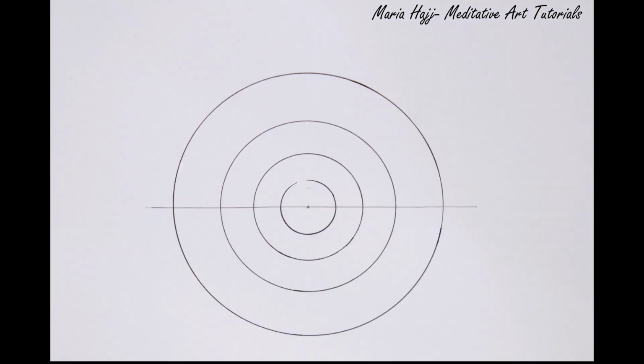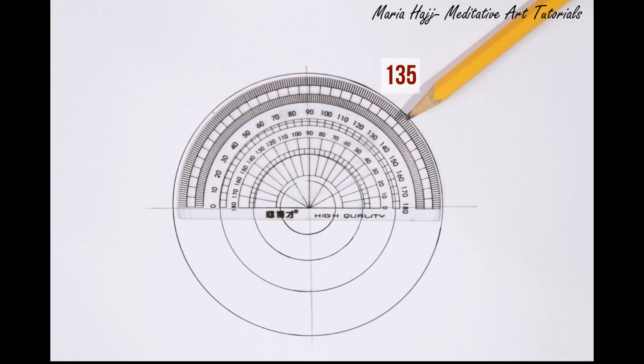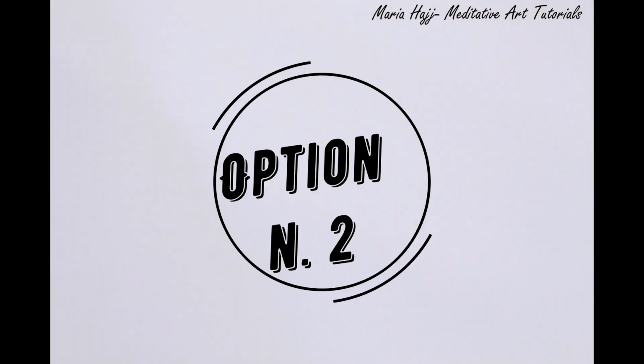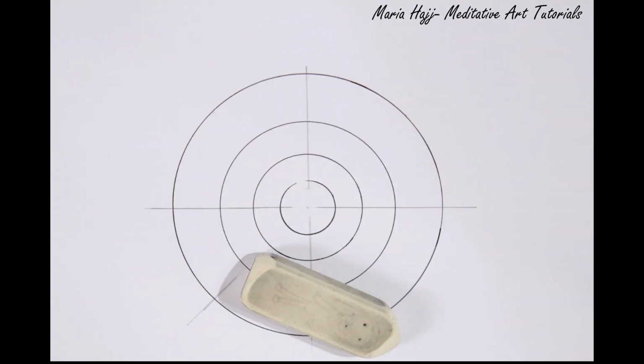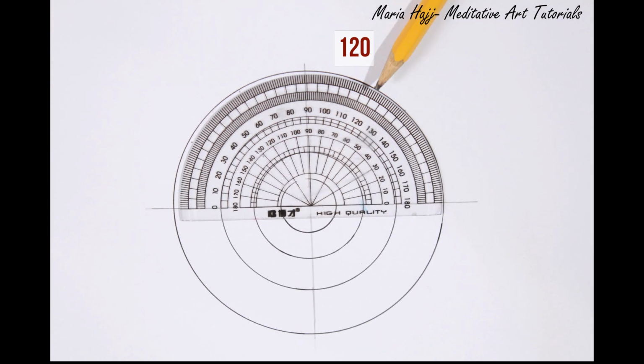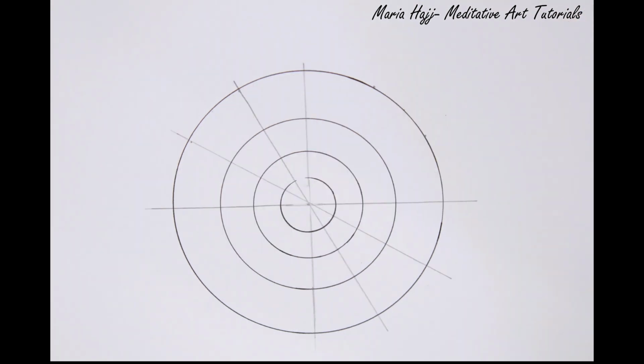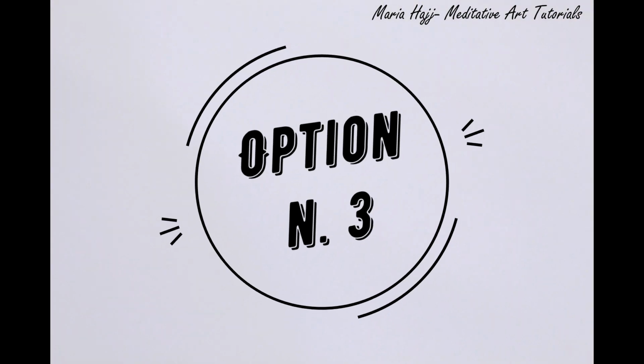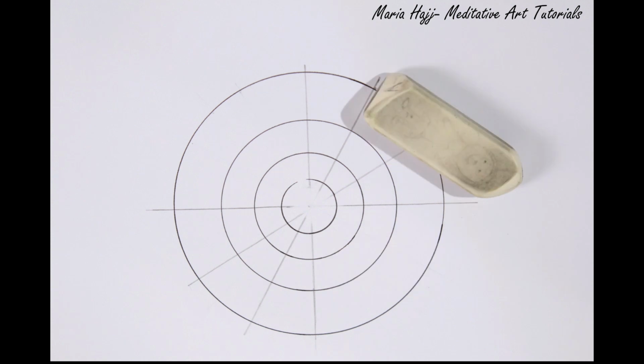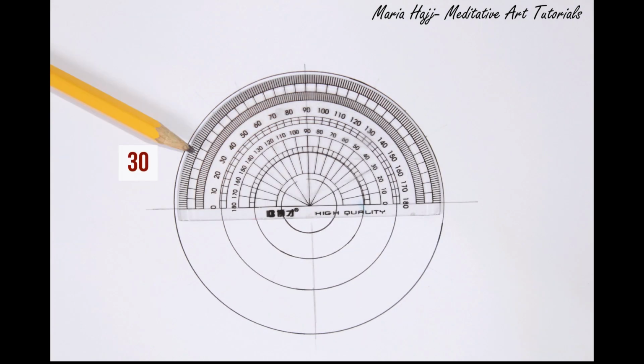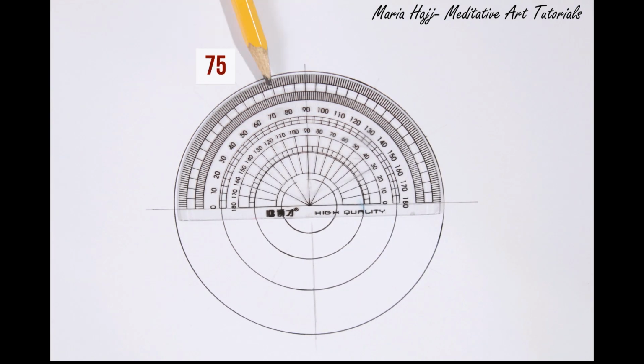First option, trace lines every 45 degrees. Second option, trace lines every 30 degrees. Third option, trace lines every 15 degrees.